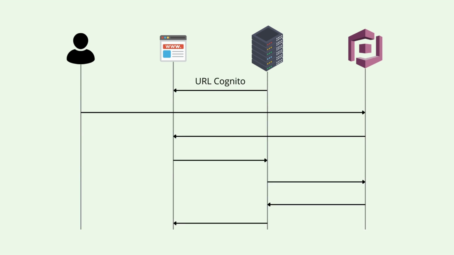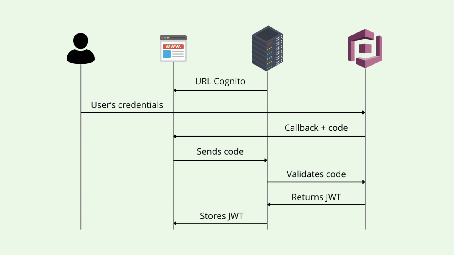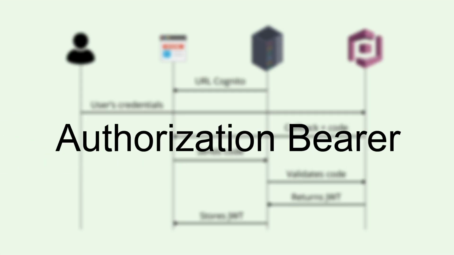I know there is a lot of back and forth with many systems, so let's see the complete workflow in a single picture. The generation of the Cognito URL. Cognito validates the user's credentials. Once authenticated, Cognito calls a callback URL with a code. The frontend sends the code to the backend. The backend validates the code against Cognito. Cognito returns a JWT. The frontend receives and stores the JWT. For each request made to the backend, the frontend must now send the JWT in the authorization header.